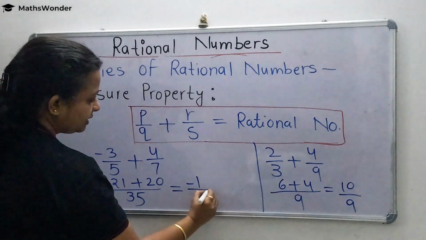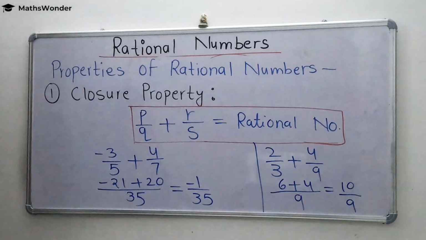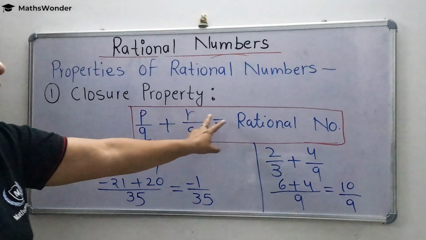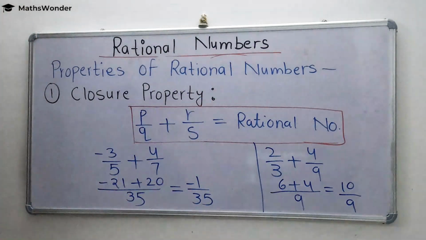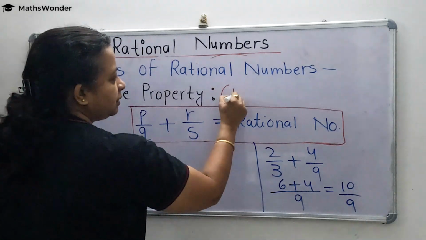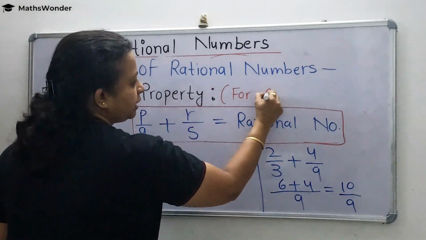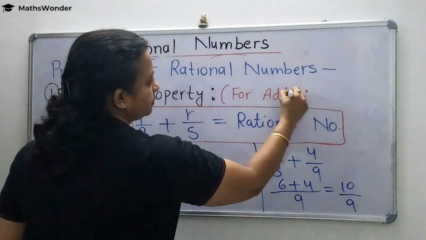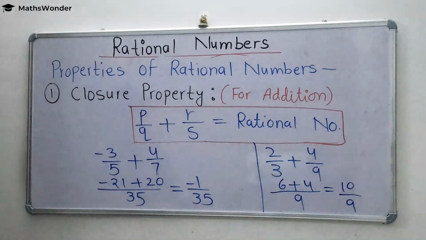Negative 1 over 35. Is this a rational number? Yes. So this property is proved: for any two rational numbers, when you add them, you will always get a rational number only. You can take any number and check it. Okay? So this property is proved. But this is for addition, okay? Closure property for addition. Please write down, this is for addition only, okay?